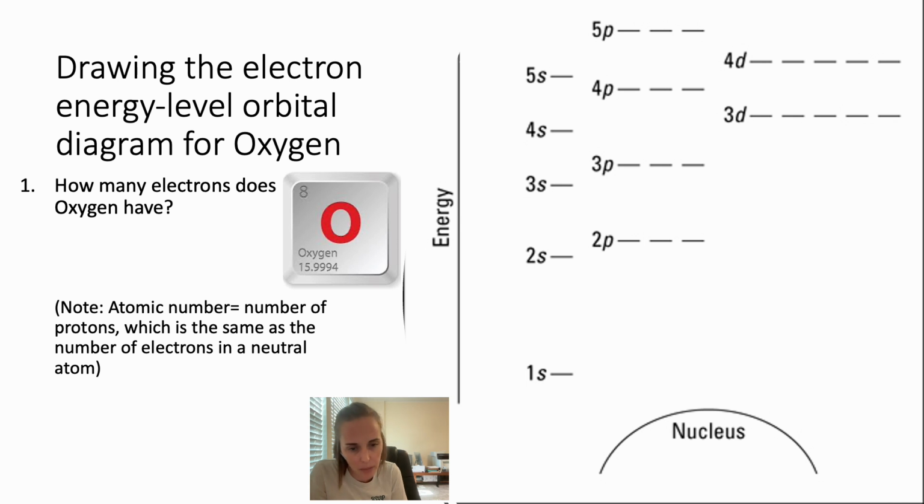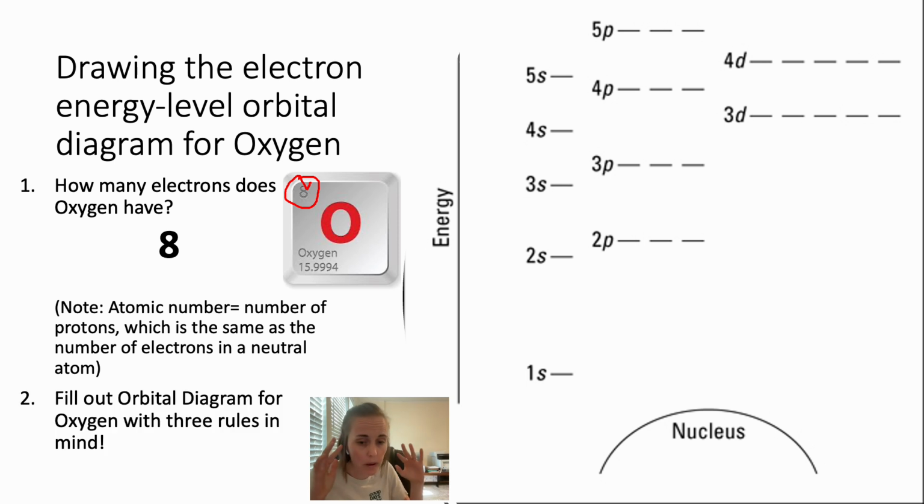Note, the atomic number is equal to the number of protons. So your atomic number, if you look on your periodic table, is the number in the top left little corner of each of your elements. And that's the number of protons. And since the number of protons equals the number of electrons, we can say oxygen has 8 electrons. So we're going to remember the three rules from our previous slide and try to draw this diagram.